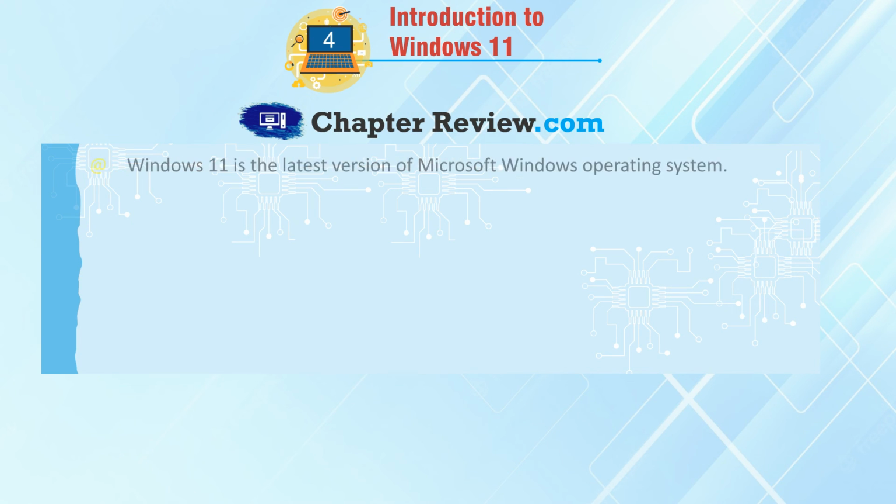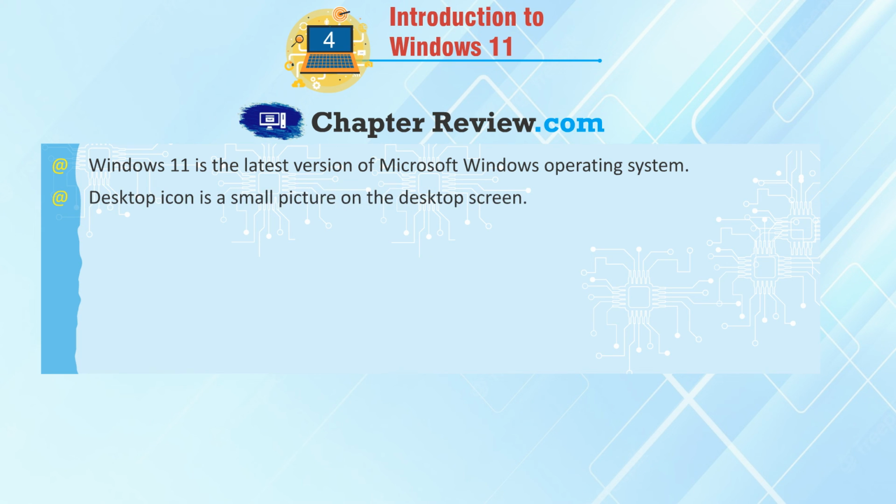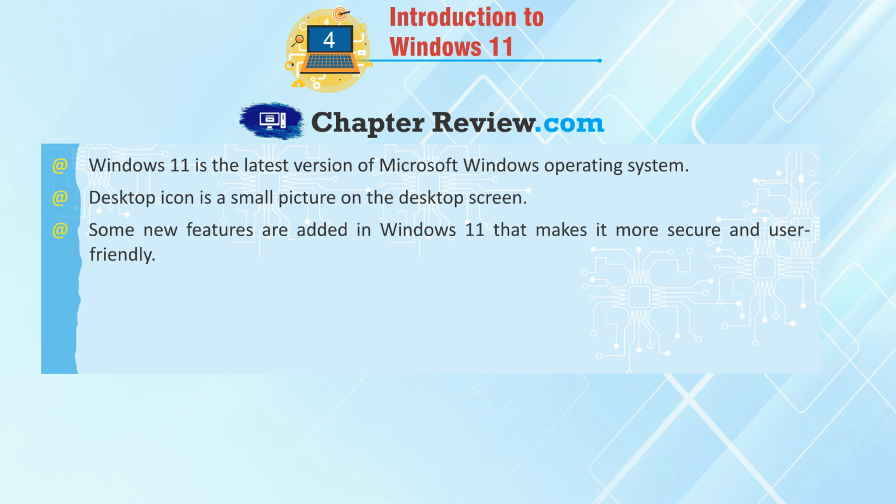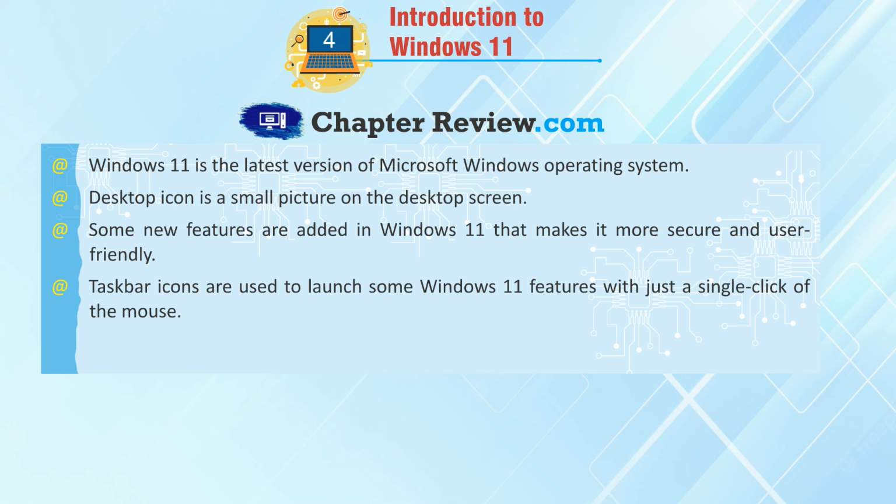Chapter Review. Windows 11 is the latest version of Microsoft Windows operating system. Desktop icon is a small picture on the desktop screen. Some new features are added in Windows 11 that makes it more secure and user-friendly. Taskbar icons are used to launch some Windows 11 features with just a single click of the mouse. Sorting icons means arranging them in a proper sequence.